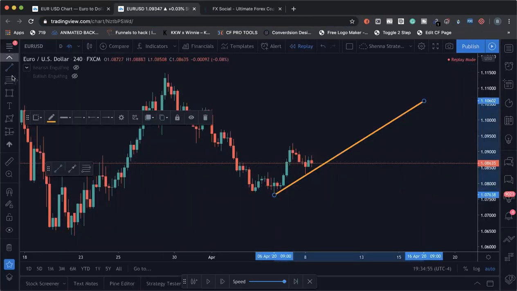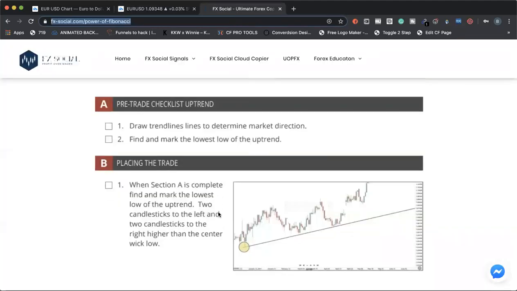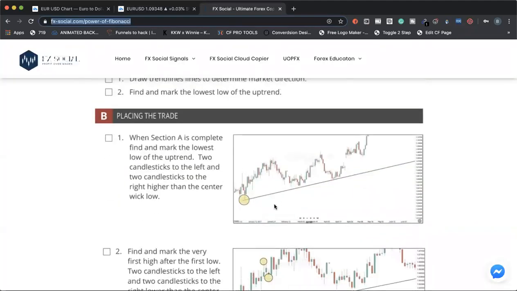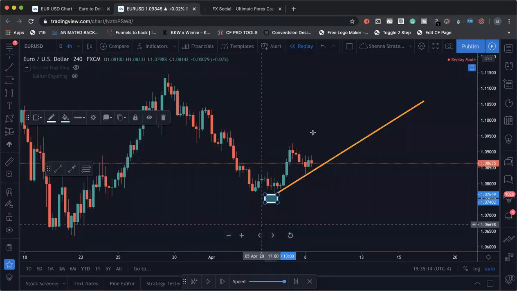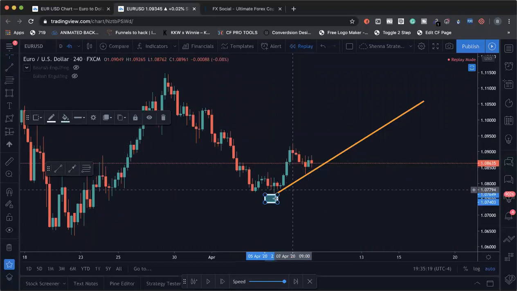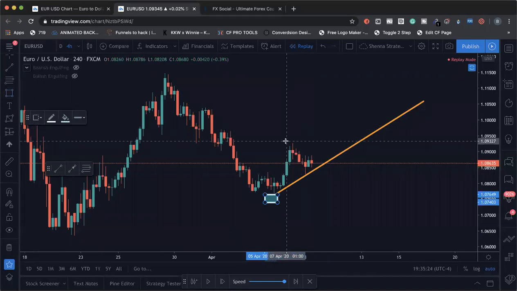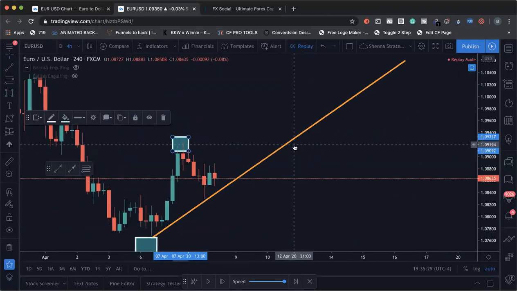This is the lowest point. So I'm just gonna highlight a little bit, I'll just do it like that. Now, when section A is complete, we found section A. In the lowest part of the trend, we got 2 candlesticks. We already got that. Next part is find the very first high after the first low. So what is the very first high after the first low? If you look, it went up and it went down. Once it went up and it went down, that became our high right here. How's a high determined? By 2 or more candlesticks.